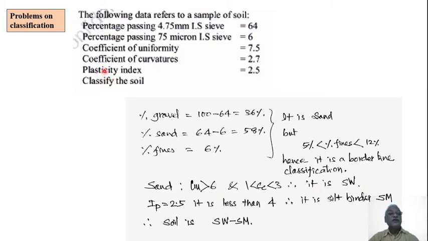Then they have also given IP, which is 2.5, less than 4. Because of that it is silty binder, that's why it's SM. And because of that, in this particular range, the soil is classified with the dual symbol SW-SM. Right? It is well graded sand, but it is having an appreciable amount of silt also, and because it is a transition, it will be classified as SW-SM.